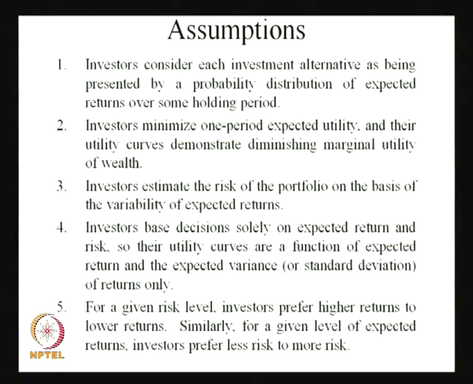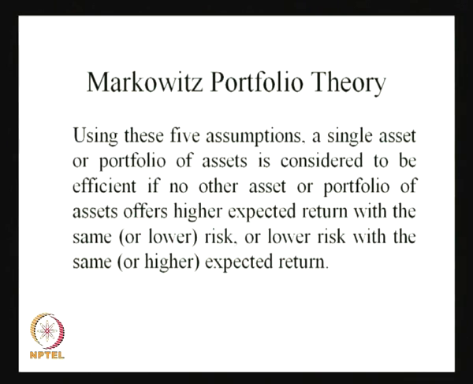So, from a rational investor's point of view, they always prefer a portfolio that gives the maximum possible return or the minimum possible risk. That is the basic assumption Markowitz has taken from the beginning. Given these five assumptions we have discussed, a single asset or a portfolio of assets is considered efficient if no other asset or portfolio of assets offers a higher expected return with the same or lower risk, or the same expected return with lower risk.